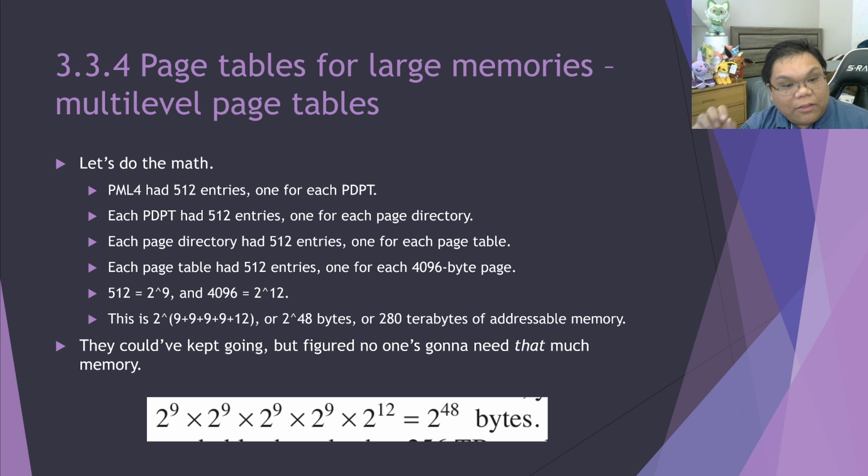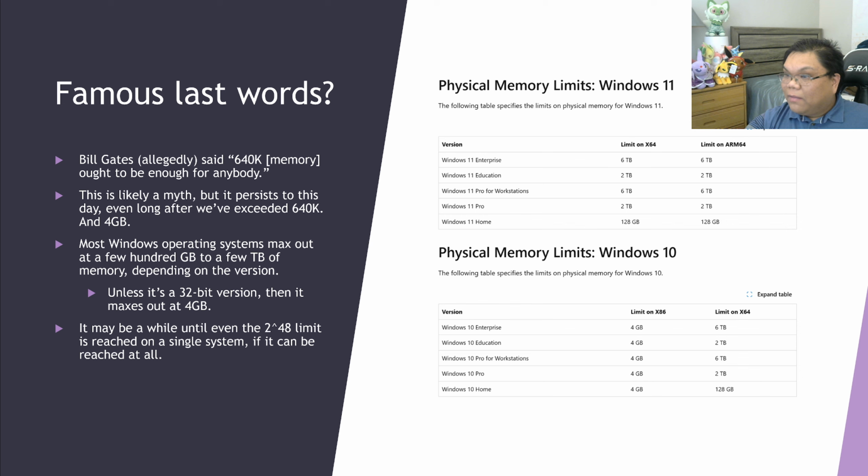512 is 2 to the 9th power. 4096 is 2 to the 12th power. So this is 2 to the power of 9 plus 9 plus 9 plus 9 plus 12, or 2 to the 48th power, which equates to 280 terabytes of addressable memory. It looks like they could have kept going, but they figured that no one was ever going to need that much memory. Famous last words?